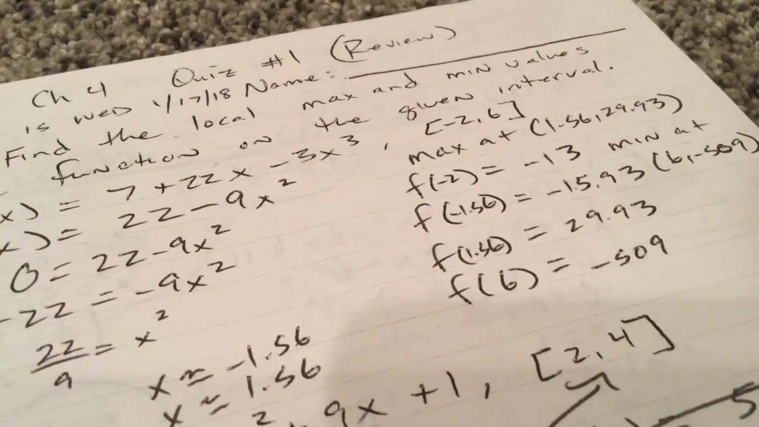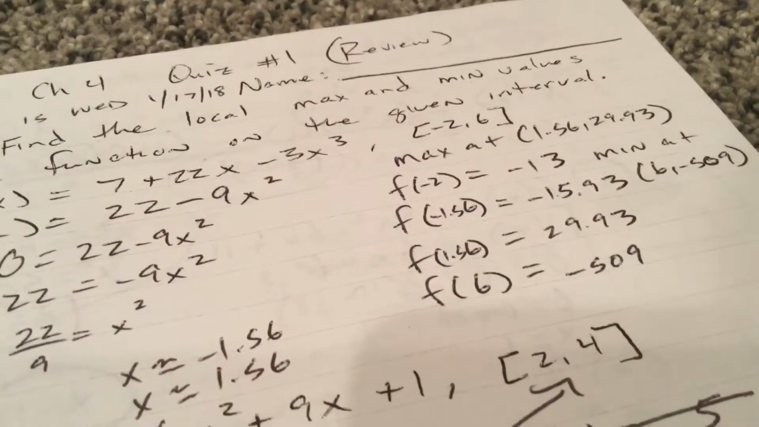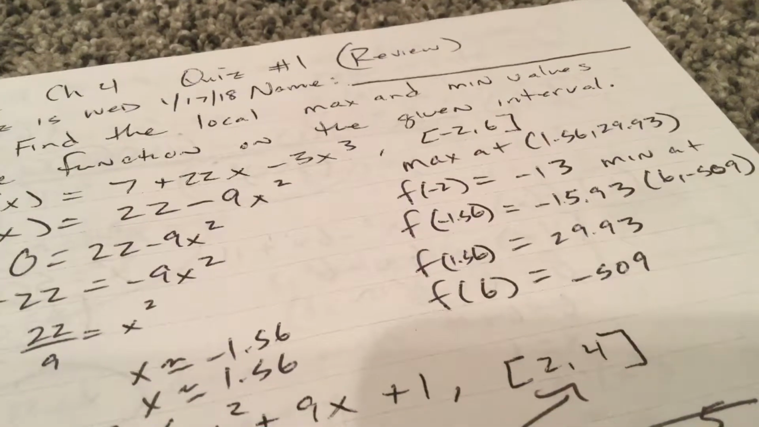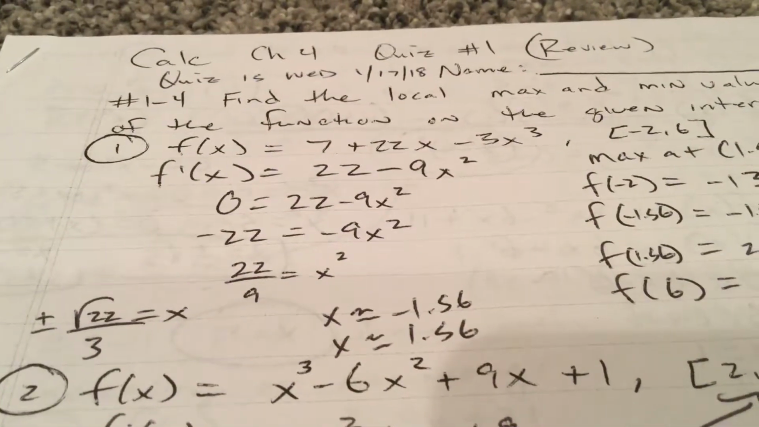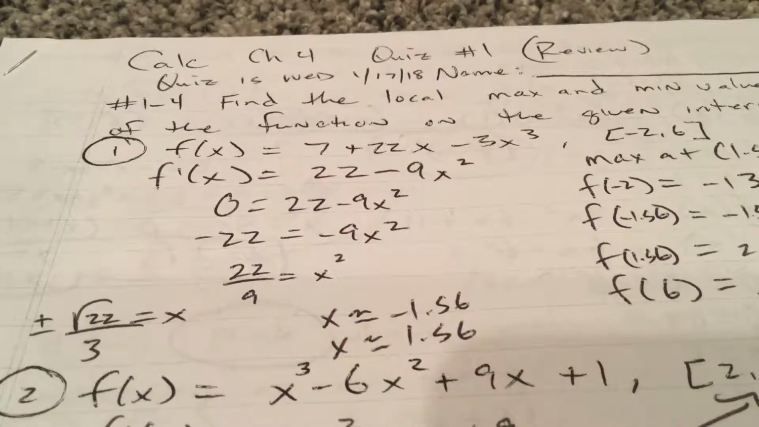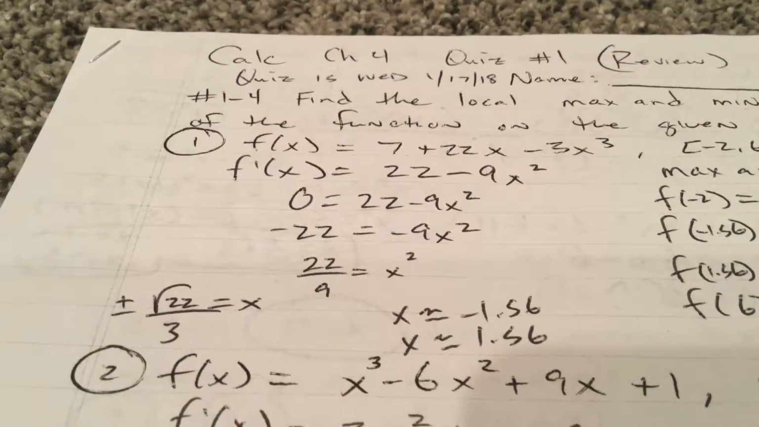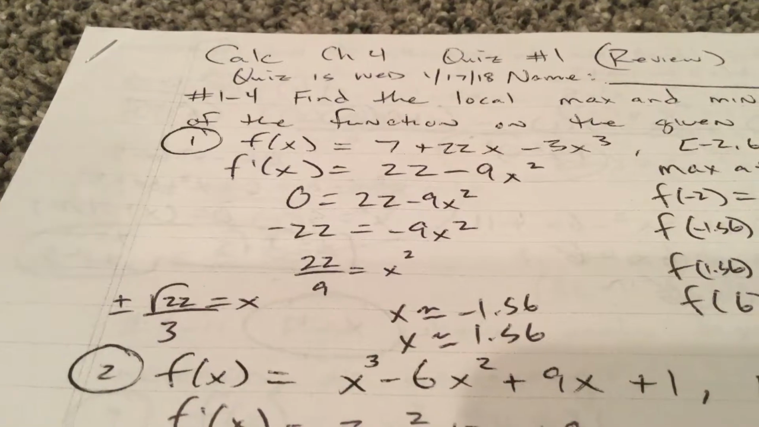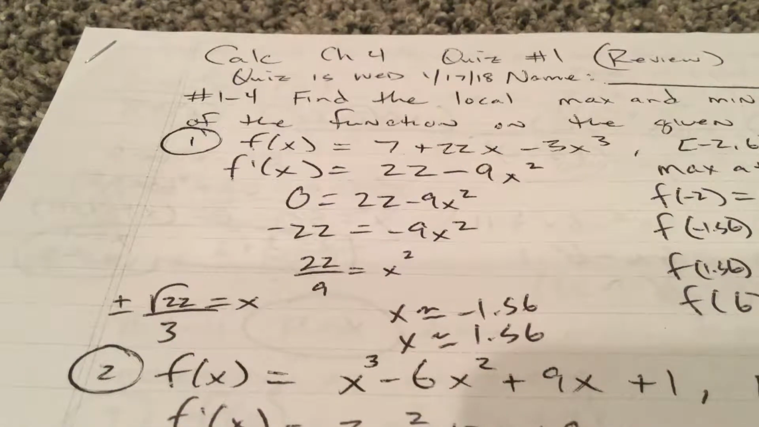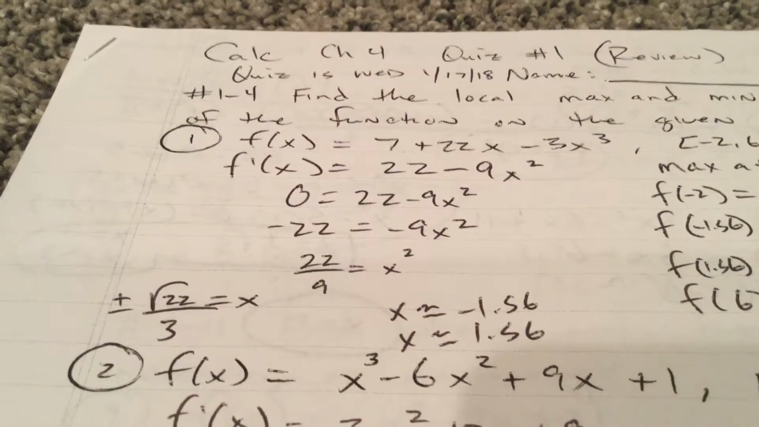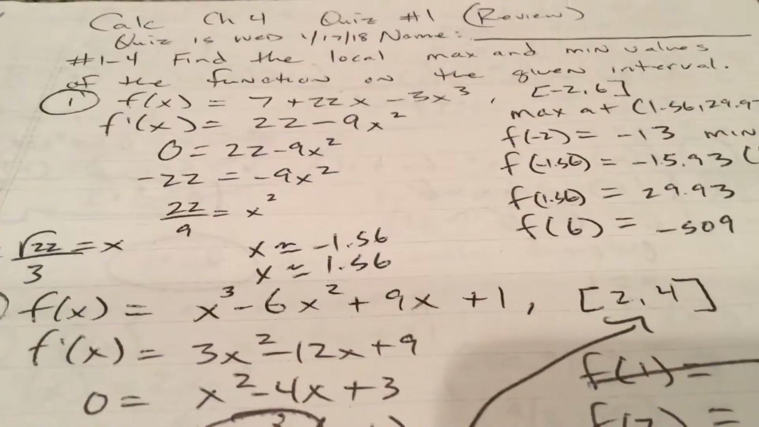Find the local max and min values of the function on the given interval. So you're going to have to plug in -2 for x and 6 for x. And then we're going to have to find our critical values. Here you are going to get the square root of 22 over 9, which is the square root of 22 over 3. Square root of 9 is 3. Plus or minus will work for both.